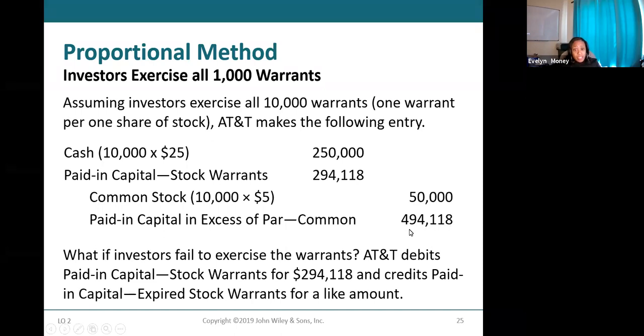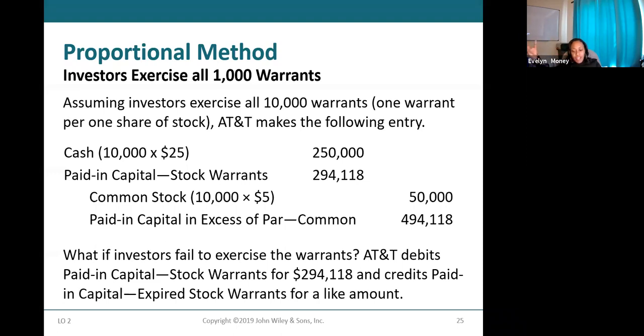And we're going to see some PIC in excess of par simply because the fair value of the warrants is usually not the same as the exercise price. If those are the same, then the warrant is worthless. If the exercise price happens to be less than the actual stock price, nobody's going to exercise the warrant.